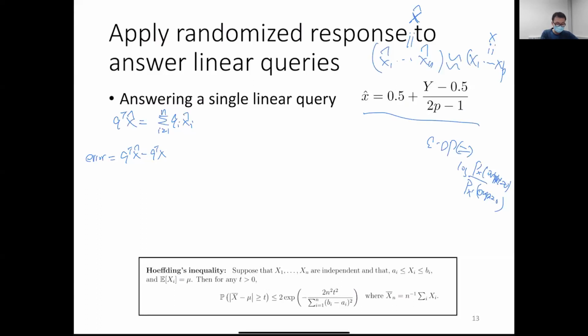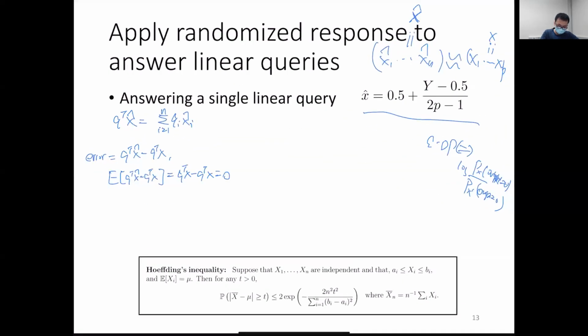Now let's first calculate the expected value of the error. Notice that the only random variable here is x hat, and x hat is unbiased. We established that in an earlier slide today. So this is equal to Q transpose X minus Q transpose X, which equals 0. Now let's calculate the concentration of Q transpose X hat around its mean for a fixed Q.